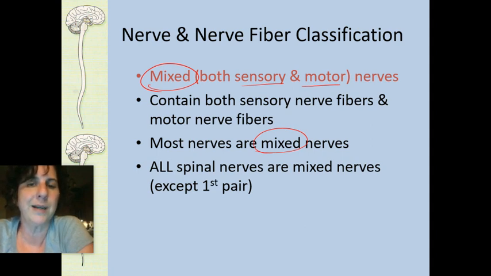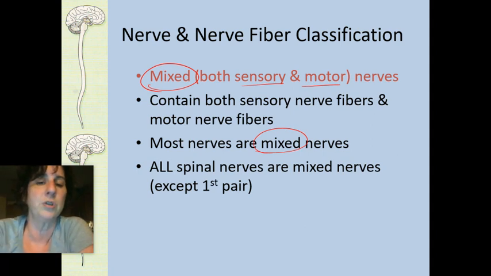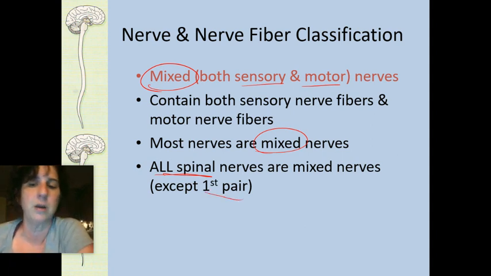So to have them isolated into being just sensory or just motor is not the norm. It's really much more the norm to have them have both sensory and motor functions. In fact, you can just go ahead and say all the spinal nerves are mixed, because there's only one exception there, and that's the first pair. So when you think spinal nerves, think mixed. Cranial, on the other hand, are going to be a different story, and I'll give you a way to remember which ones are sensory, which ones are motor, and which ones are mixed.